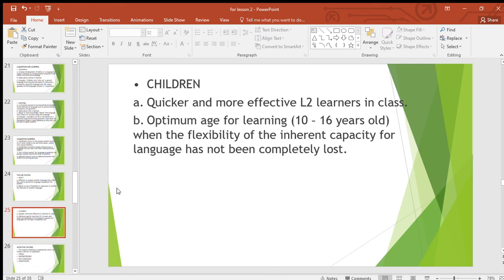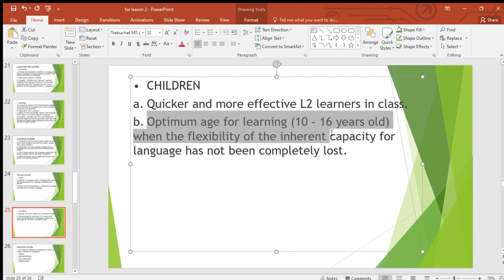Next. So in the case of children, yan, quicker and more effective L2 learners in class. Optimum age for learning, 10 to 16 years old, when the flexibility of the inherent capacity for language has not been completely lost. Although nothing is impossible, but optimum. So this is the best age for learning, especially another language, is the 10 to 16 years old.